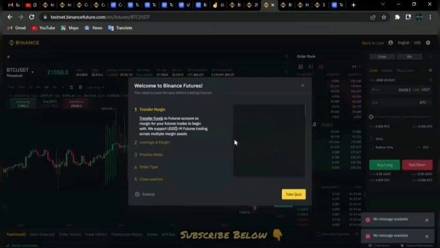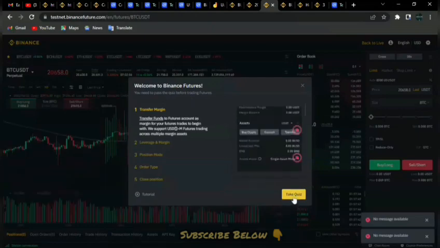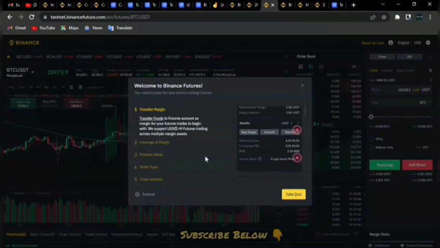Now right here you also get an opportunity. Okay, this is the quiz that we were talking about for new users, where you need to complete a quiz, or complete some basic concept or basic prompt messages that usually come up here, just to keep you aware that you understand what Binance futures is all about.